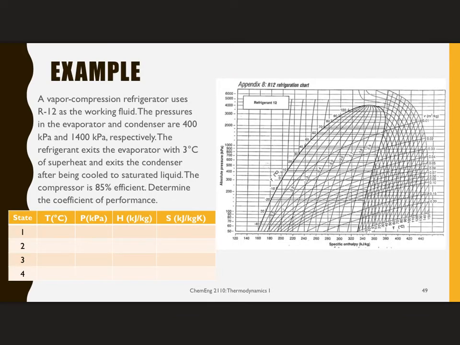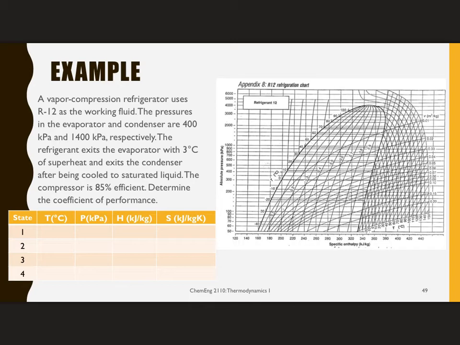Here we have a vapor compression refrigerator that uses R12 as the working fluid. So I have found a graph for that. The pressures in the evaporator and condenser are 400 kilopascals and 1400 kilopascals respectively. The refrigerant exits the evaporator with 3 degrees C of superheat and exits the condenser after being cooled to saturated liquid. The compressor is 85% efficient. Determine the coefficient of performance.